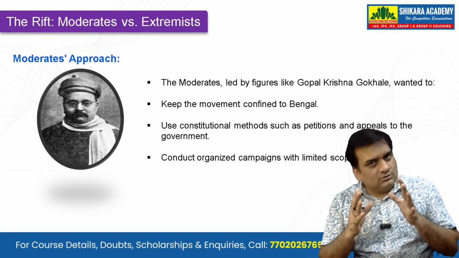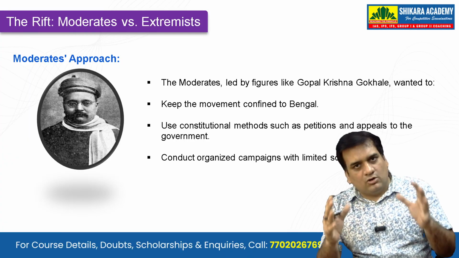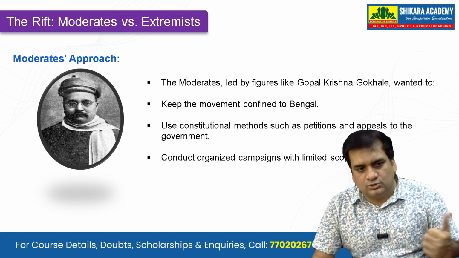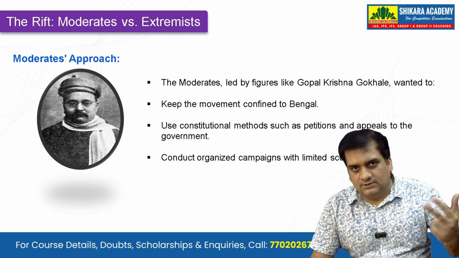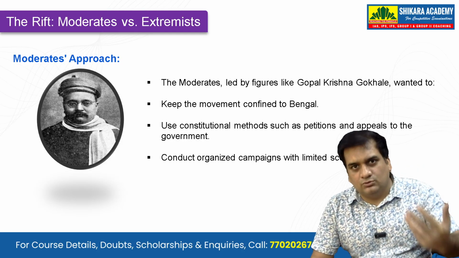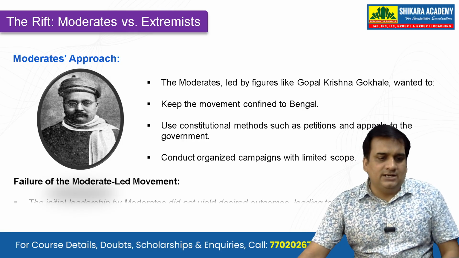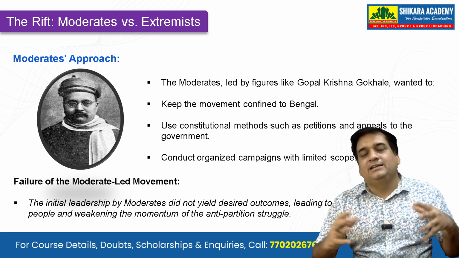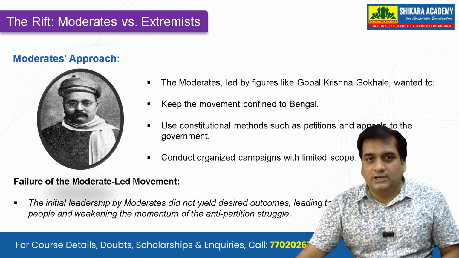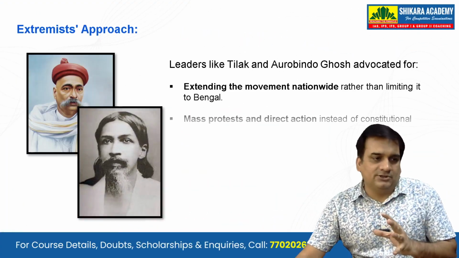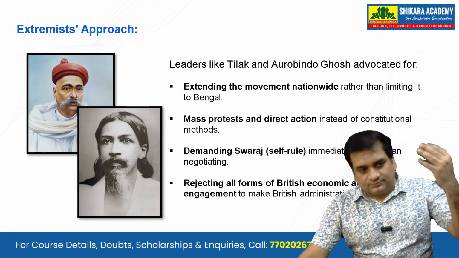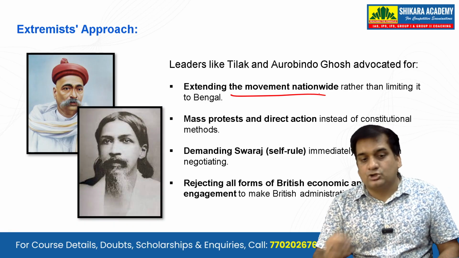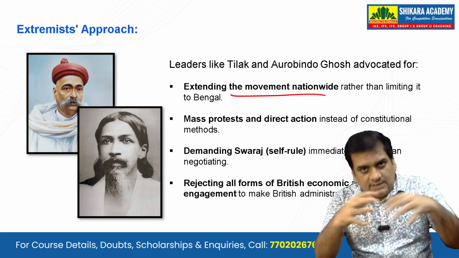Now there was the Congress at that time, made in 1885, and then you have the moderates and the extremists. The moderates' approach obviously was the three Ps: prayers, petitions, and protests, and they didn't want to go beyond that. Moderates were a failure, because they were not able to stop the partition of Bengal. Then comes the extremist approach. Extremists wanted to extend the movement nationwide. Moderates wanted to keep it within Bengal only.